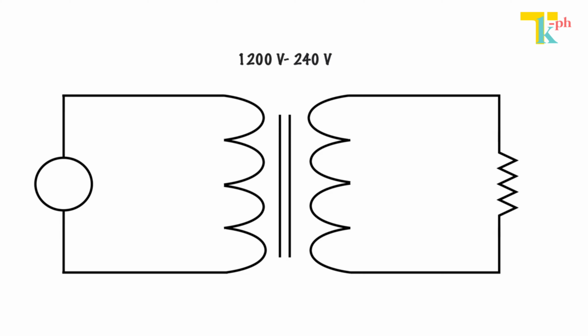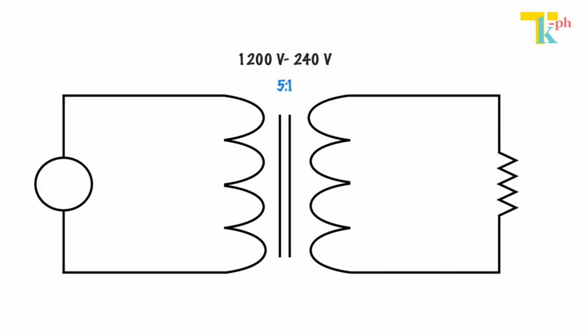So the first thing we're going to do when we get started is determine what the turns ratio is, and we do that by taking 1200 volts divided by 240 volts to get our turns ratio. Again, it is always the higher number divided by the lower number to get the turns ratio. In this case, it's a 5-to-1 ratio.